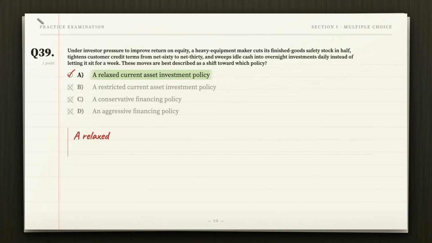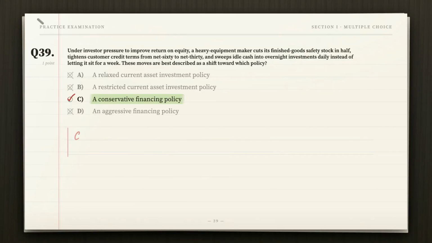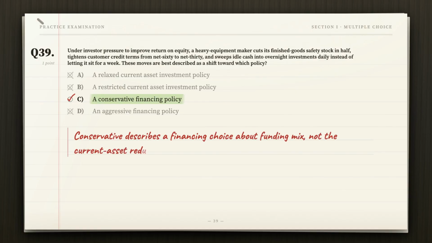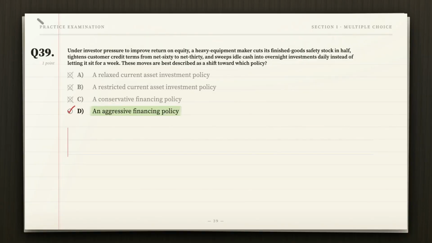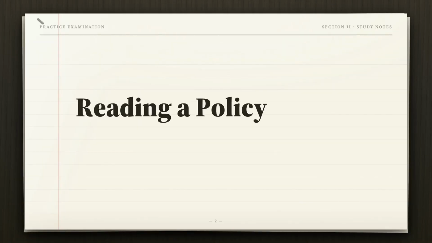A is wrong because a relaxed policy would build inventory, loosen credit, and hold more cash. The opposite of the moves described. C is wrong because conservative describes a financing choice about funding mix, not the current asset reduction shown here. D is wrong because aggressive is also a financing policy label. This scenario is about how much to hold in current assets, which is an investment policy question.